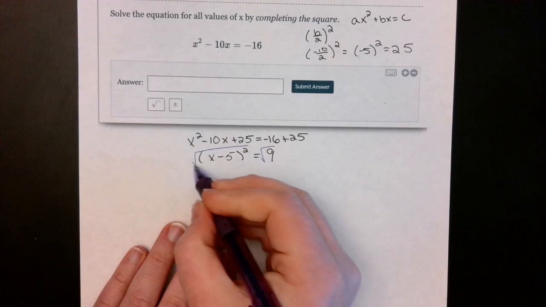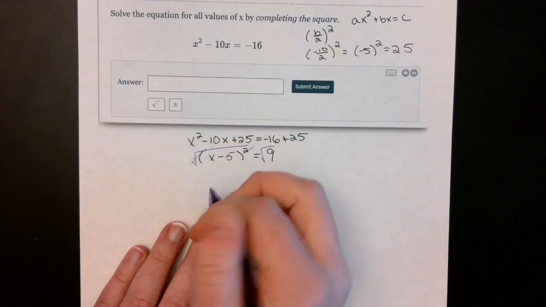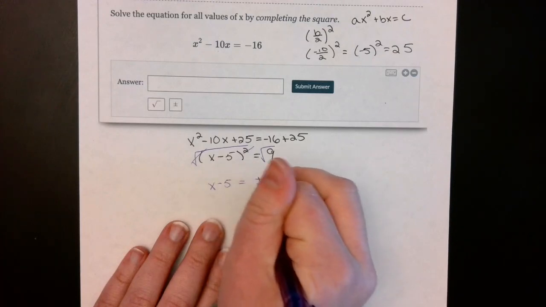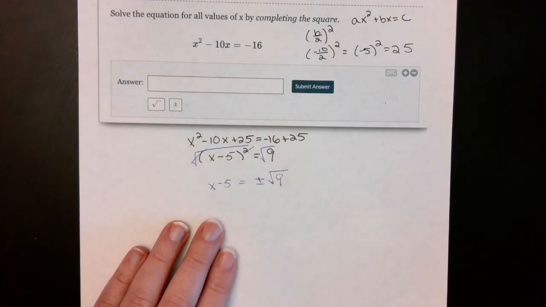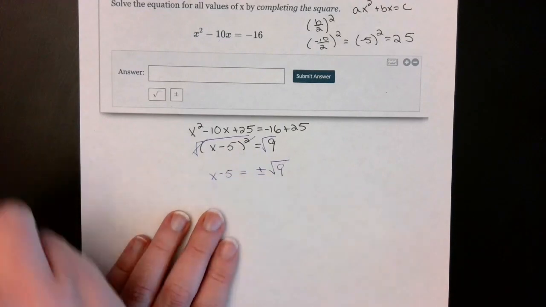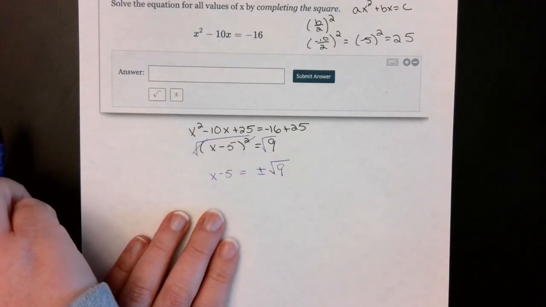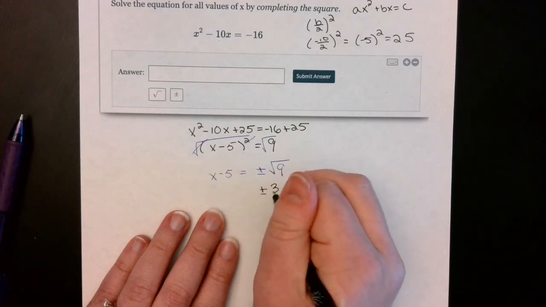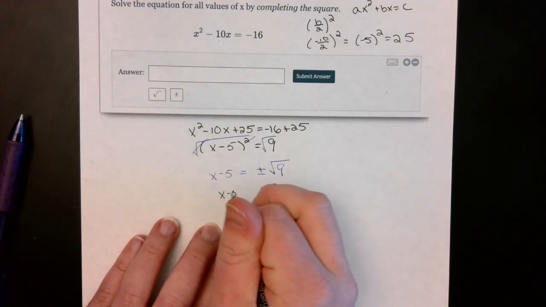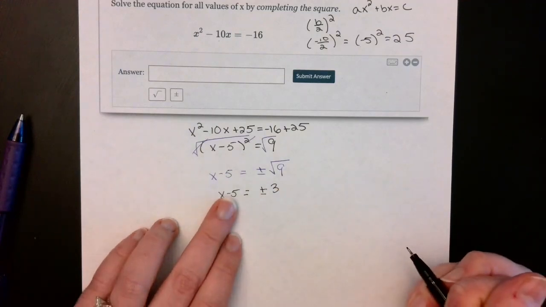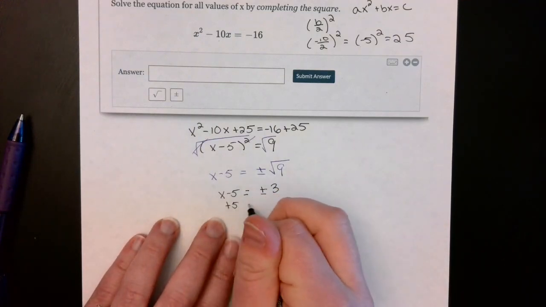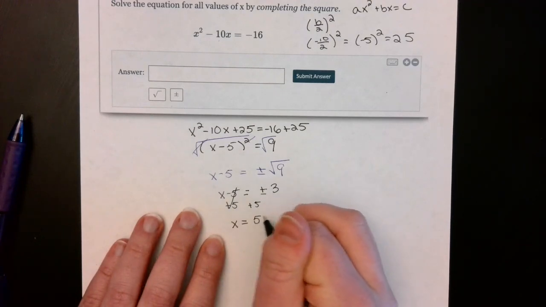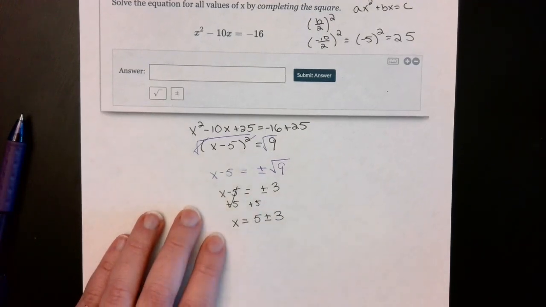Square root both sides, so I can get rid of that square. And it's going to be x minus 5 equals plus or minus the square root of 9. Now don't forget, we have to use that plus or minus. So we can now take the square root of 9, which is going to be 3. To get x by itself, I have to add 5 to both sides. That 5 pops in the front every single time.